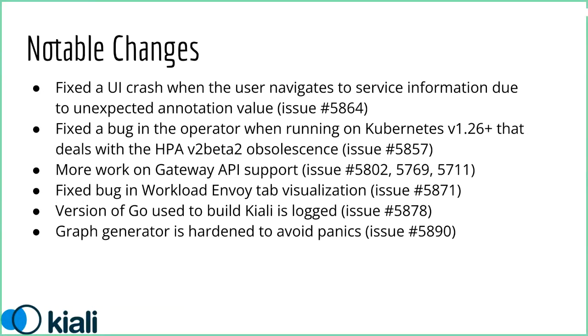We now log the version of Go at the beginning of the Kiali logs. This is mainly to allow people to know what version of Go Kiali was built on. This allows people to confirm whether certain Go CVE fixes have been compiled into the Kiali executable. It just allows us to know what version of Go we're running.